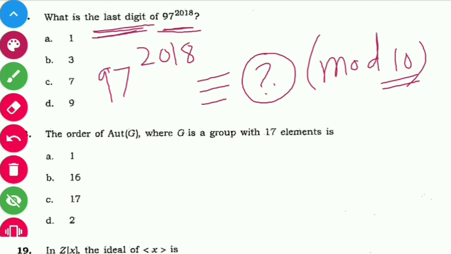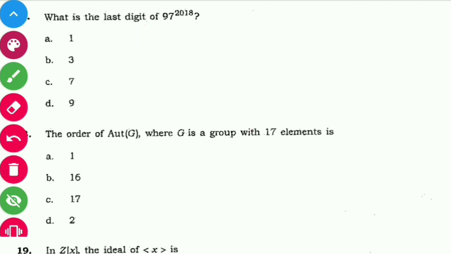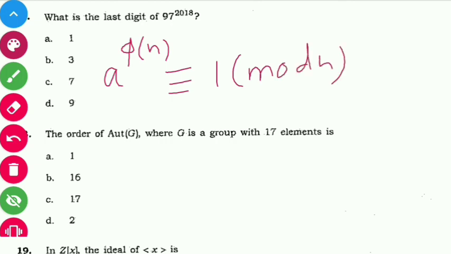सो मतलब बेसिकली आपको रिमाइंडर फाइंड आउट करना है व्हेनेवर यू डिवाइड दिस नंबर बाय 10. ठीक है, then that number will be the last digit of this 97 raised to 2018. So here we will use the Euler's theorem. So it says that a raised to phi of n is congruent to 1 mod n if the GCD of a and n is 1. That means they are co-prime.